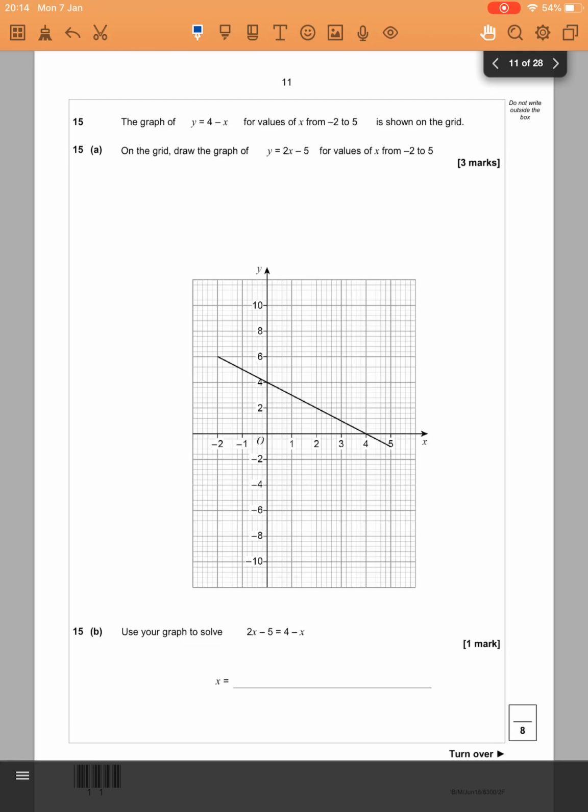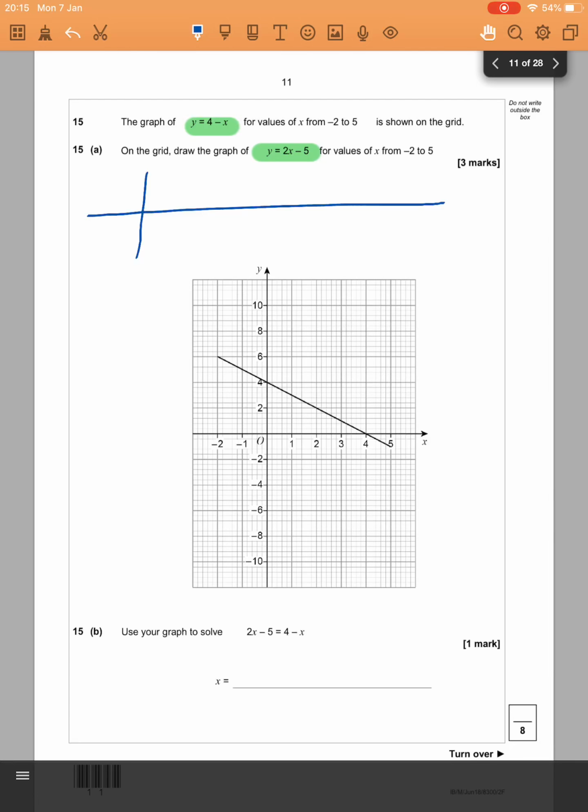Okay, question 15. The graph of y equals 4 take away x for values of x from -2 to 5 is shown on the grid. So this graph here has already been drawn for you. It's this line here. On the grid, draw the graph of y equals 2x take away 5 for values of x from -2 to 5. So what they're looking for here is for you to draw a table of values.